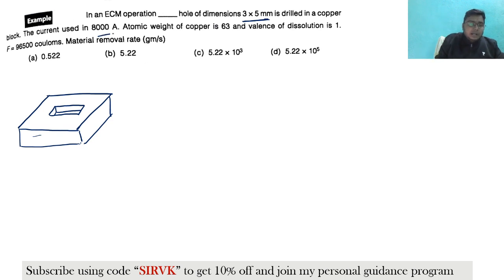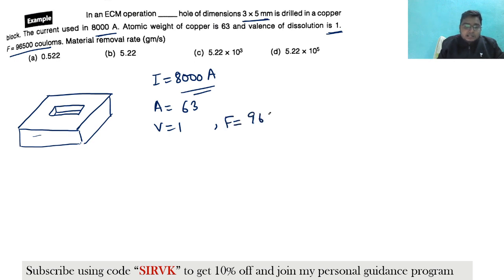Now in this the current is 8000 ampere, so you can write here the current is 8000 ampere. Atomic weight of copper is given as A of copper is 63. Balance of dissolution, B, is given as 1. Now F is given as 96500. Material removal rate in gram per second. So how can you find the MRR in gram per second? Very easy. Again remember how we can find it in gram per second. The formula says EI by F.